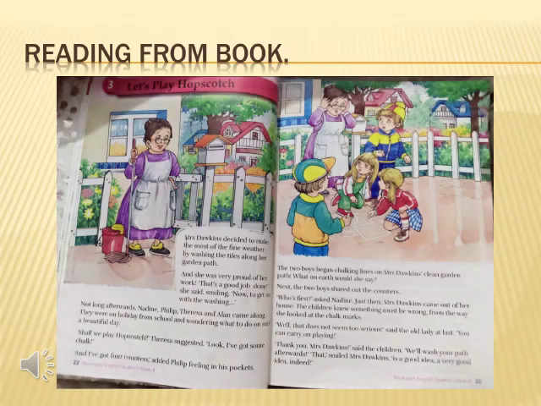Dawkins came out of her house. The children knew something must be wrong from the way she looked at the chalk marks. Well, that does not seem too serious, said the old lady at last. You can carry on playing. Thank you, Mrs. Dawkins, said the children. We'll wash your path afterwards. That, smiled Mrs. Dawkins, is a good idea. A very good idea indeed.